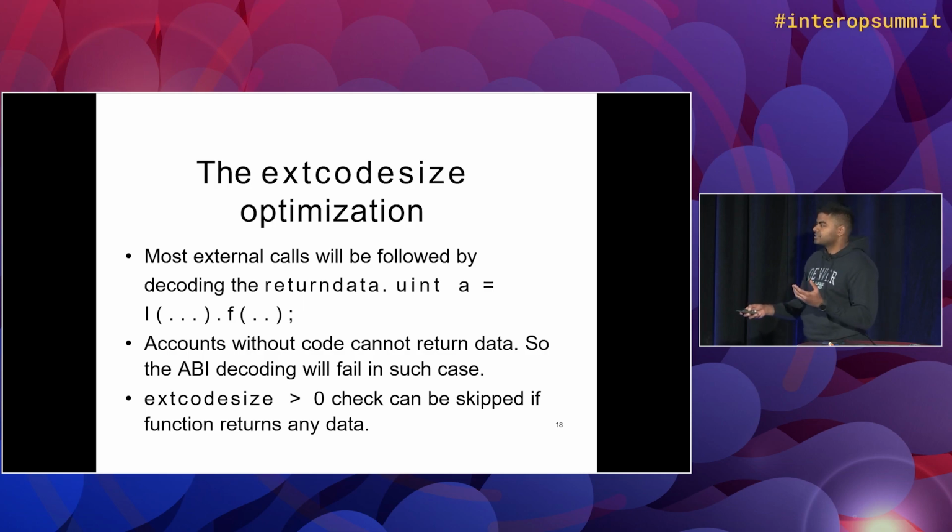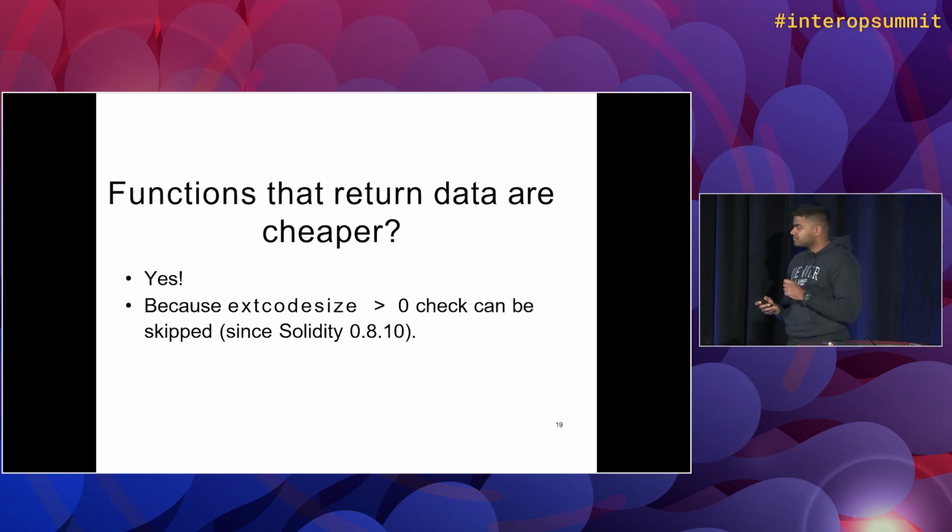As long as this condition is true, F has to return at least something. If F does not return anything, we can't do this. So this leads to a very interesting and counterintuitive idea that if you have a function that actually returns something, it actually is cheaper because we can skip this extcodesize check. But this only happened after Solidity 0.8.10, so that's the one caveat here.